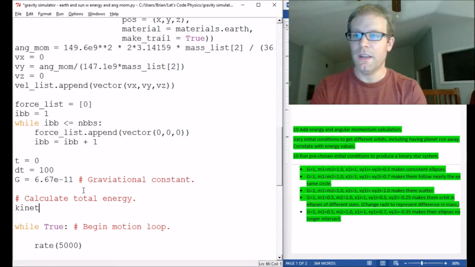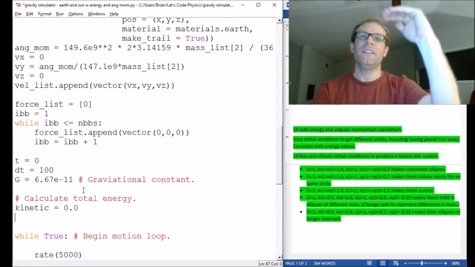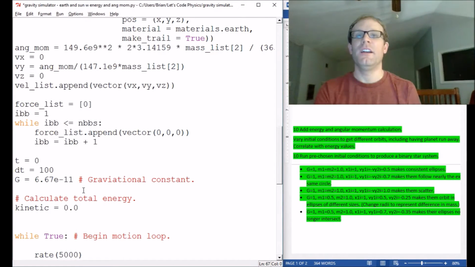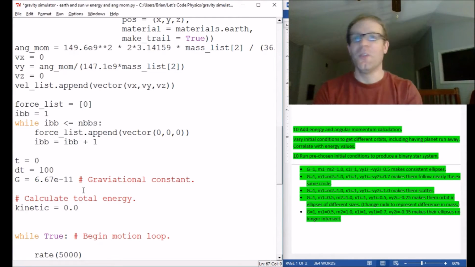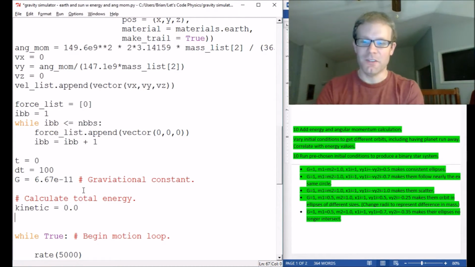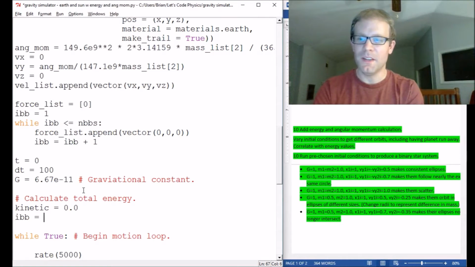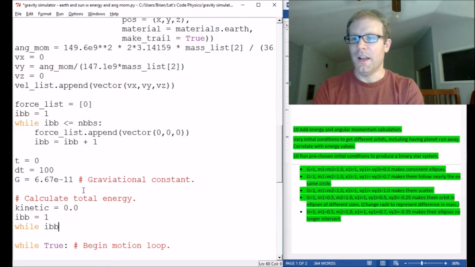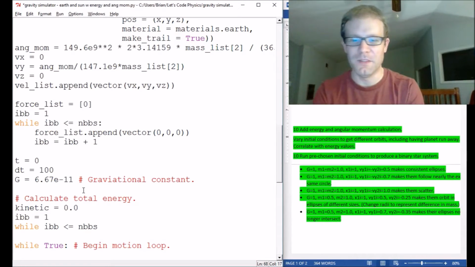So we're going to start out with the kinetic. We're going to say kinetic equals 0, so that we can then add the kinetic energy of each of the objects that are orbiting around in the simulation that we're running. So we're going to set up our IBB counter. IBB equals 1. While IBB is less than or equal to the number of... I think I said I was going to change that to bodies, but we may as well leave it with bouncy balls. Who knows?